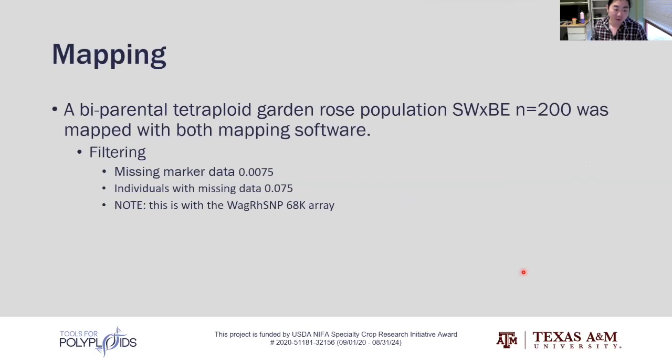So looking at the empirical data set I was talking about earlier, what I did was I had a biparental mapping population of 200 individuals, and it was mapped with both mapping software. The filtering I did was less than 1% missing data across markers. About 7.5% missing data was allowed across individuals.